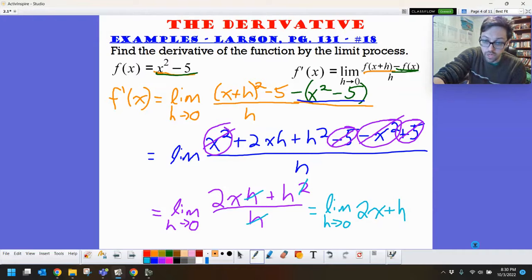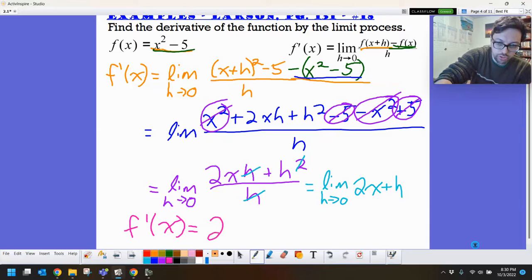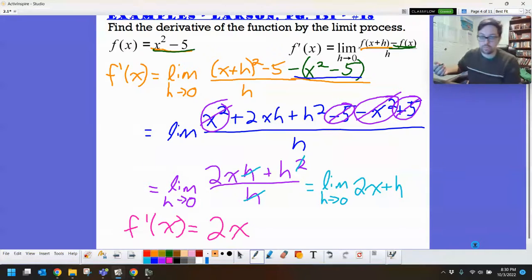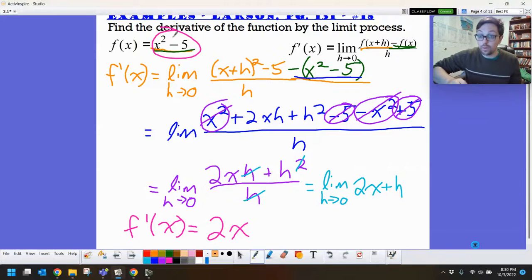So f prime of x is just 2x after you direct substitute in that 0. So our derivative is 2x. Neato! We found it. That'll tell us the slope at a single point anywhere on our original function up top. How cool.